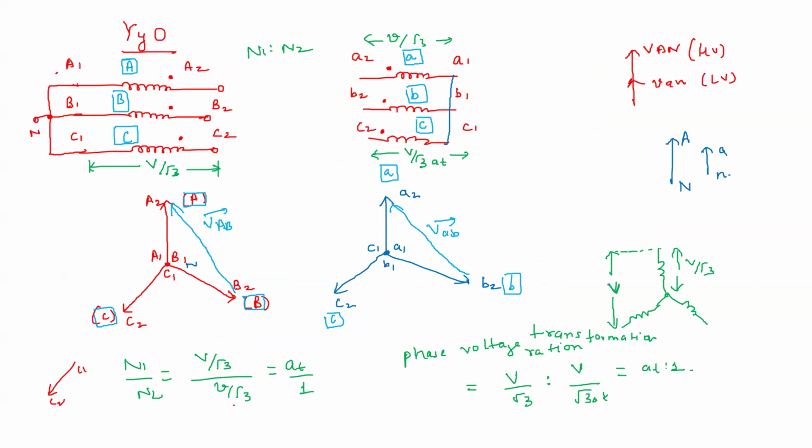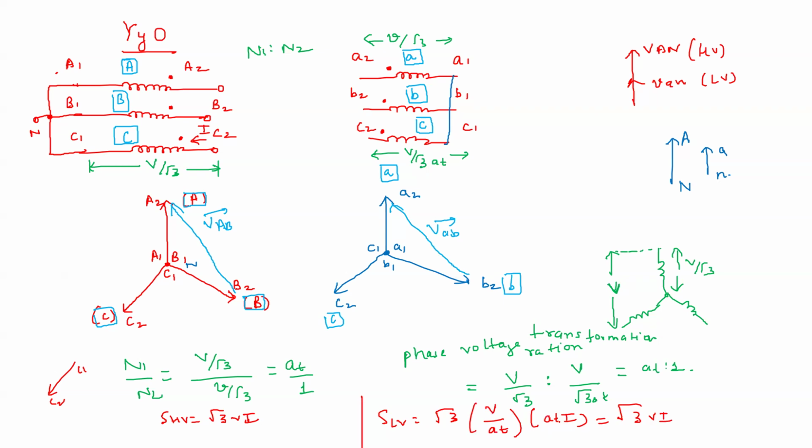Now the power, this is SHV. SHV is root 3 VI, because this voltage is suppose V and this current is I. If this current is I in each phase, then SLV will be root 3, and because there is a transformation ratio, it will become V by a, and there is a transformation ratio in the current also. We have seen this in the single phase transformer too, that there is a transformation ratio in both voltage and current, so the power on both HV side and LV side is the same.